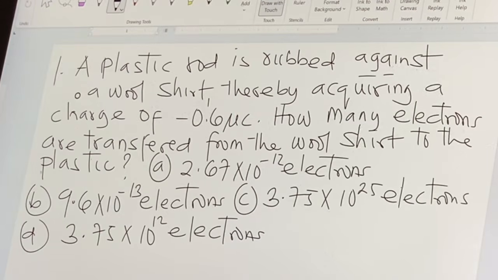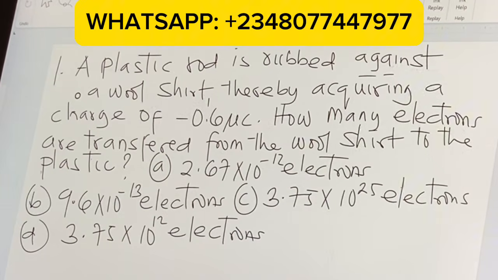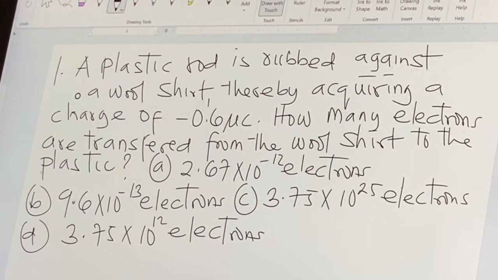Let's take question 1. Question 1 said, a plastic rod is rubbed against a wood sheet, thereby acquiring a charge of minus 0.6 microcoulomb. Full stop here. How many electrons are transferred from the wood sheet to the plastic?